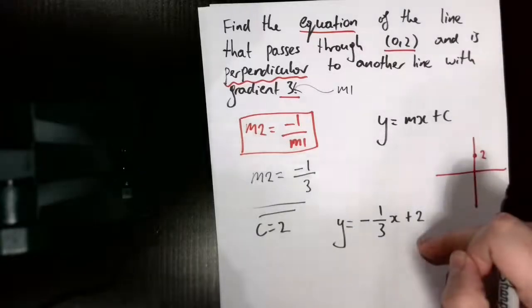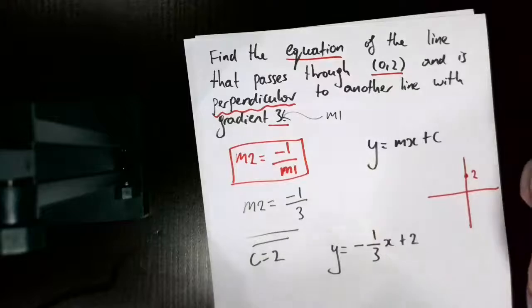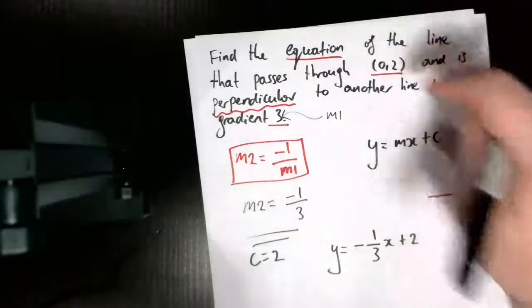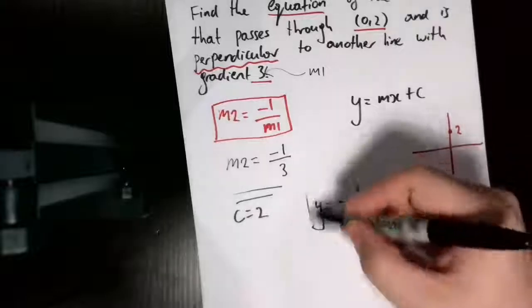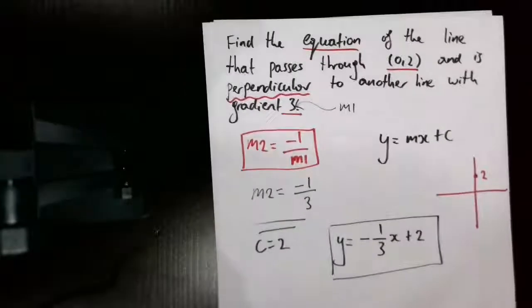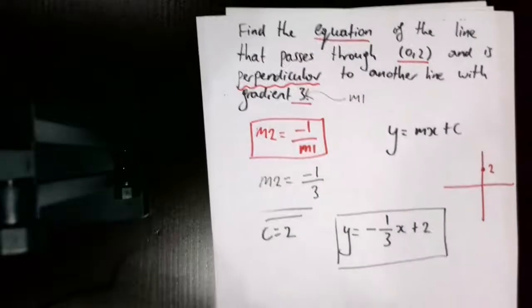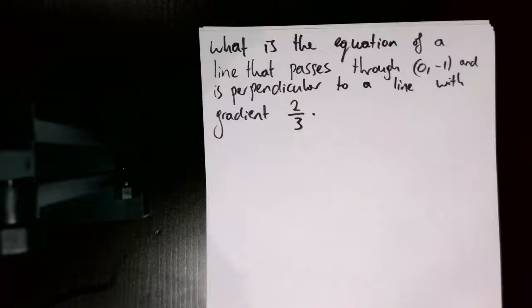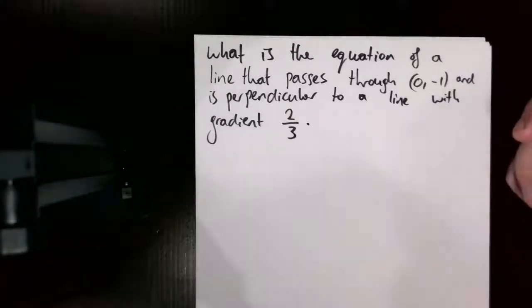This line is perpendicular to whatever line has gradient 3, okay, so it meets it at a right angle, all right, and it goes through 0, 2, the point 0, 2, which is the y-axis intercept, okay? So that is all you have to do if you're given a point that lies on the y-intercept, okay? So why don't we have a go at a little bit of a harder one, okay? So here's our next question, very similar to the last one that we've just done, okay?